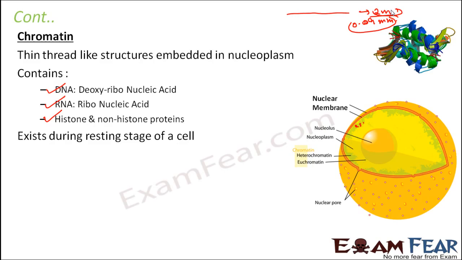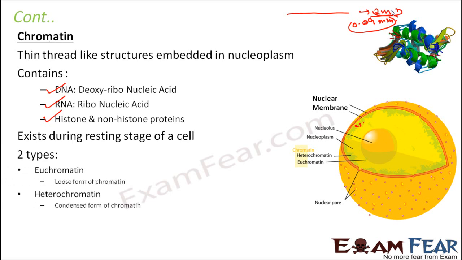Now, this chromatin exists during the resting stage of the cell, because later on, in the cell division stages, they will be replaced by chromosomes. There are two types of chromatin, euchromatin and heterochromatin. These threads are also of two types. Euchromatin is the loose form of chromatin, that is, they contain genes that make RNA. Eu means true, so true chromatin. When you say heterochromatin, here the genes are not active, they are the condensed form of chromatin.